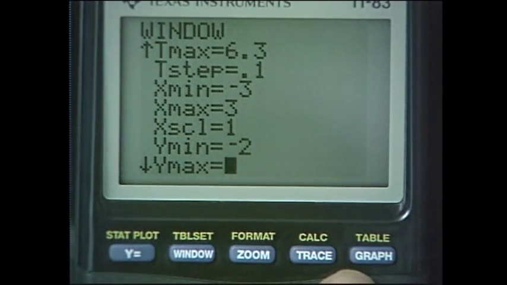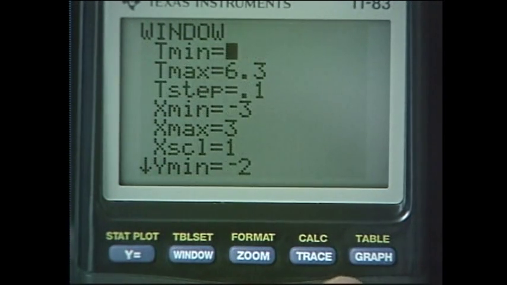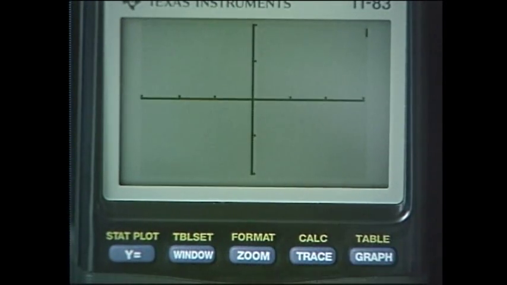Now, it may be that we could allow the calculator to do this by setting this up in the way that we think it should be, that is -1 and 1 here, and then going zoom and then square, and then get some good results from that. But at any rate, it's important for us to be able to calculate this. Incidentally, the t minimum is 0, the t max is 6.3, because our angles are varying from 0 to 2 pi, and here is the graph. Rather interesting looking graph, isn't it?